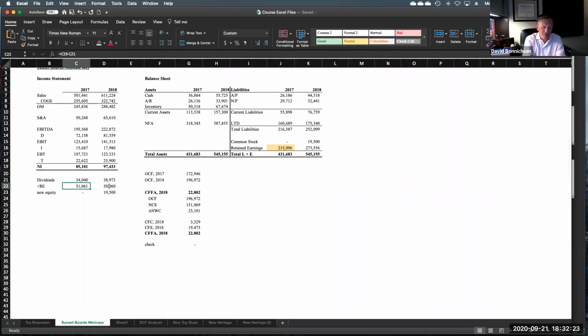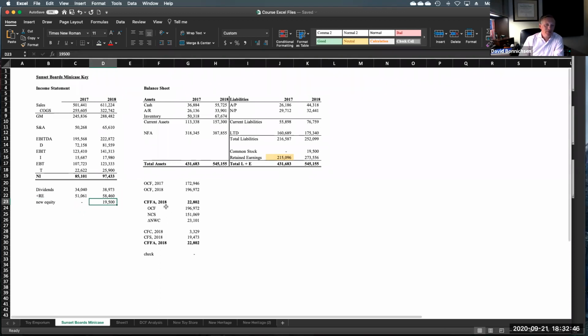And then the case gave you a little curveball, right? It didn't tell you a single thing about retained earnings on the balance sheet for 2017. All it told you was they had new equity, and in 2017 it was zero, and in 2018 it was $19,500.